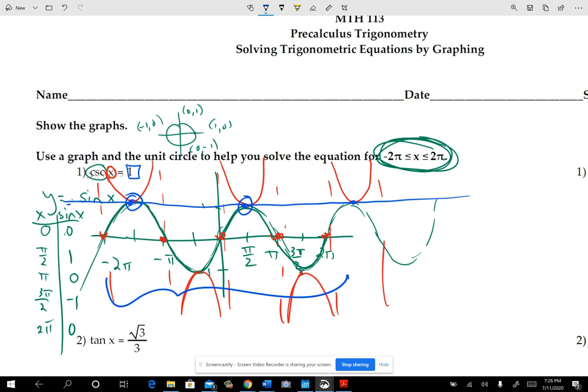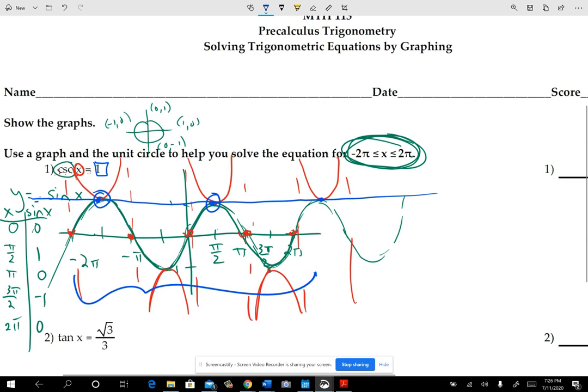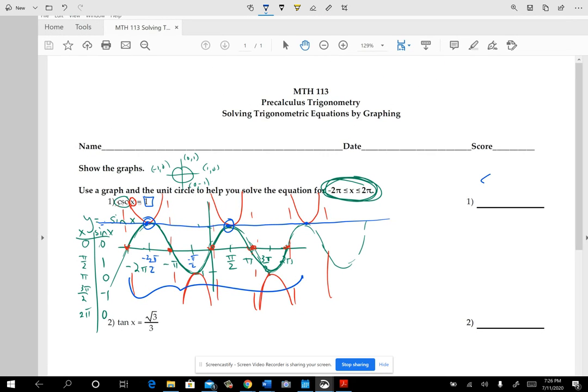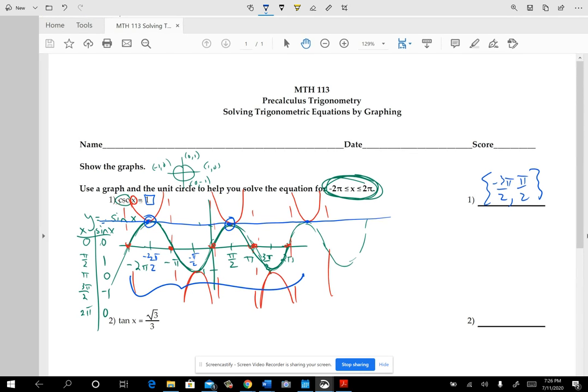So for that first problem, the answer to this question should be when x equals negative 3 pi over 2. That would be negative pi over 2. So it would be at negative 3 pi over 2, and then over there at pi over 2. So just at those two spots. All right, now let's think about tangent.